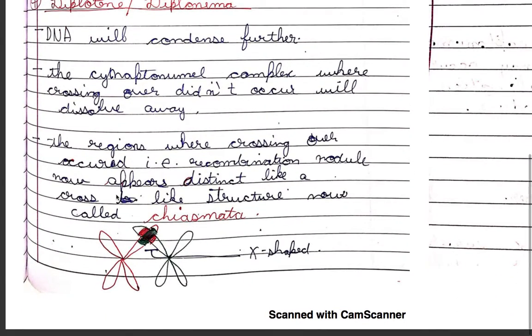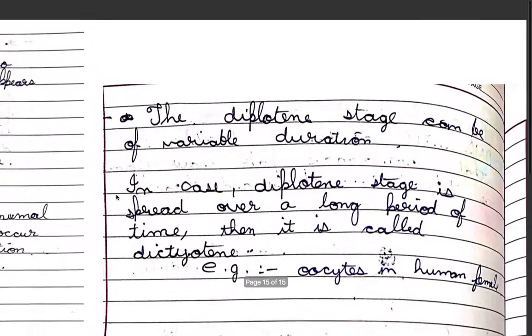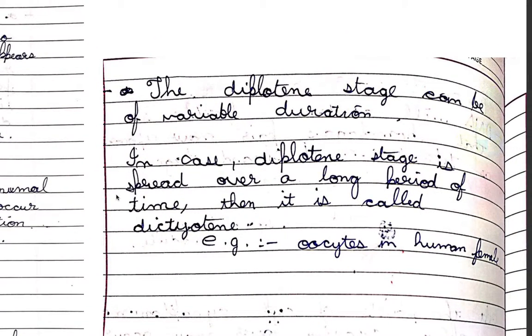Now diplotene is an important stage. DNA condenses further here. The synaptonemal complex where the crossing over didn't occur will dissolve away, and the regions where crossing over occurred, that is the recombination nodule, now appear distinct like a cross-like structure called chiasmata. Now the diplotene stage can be of variable duration. In case the diplotene stage is spread over a long period of time, then it is called dictyotene. An example is oocytes in human females.